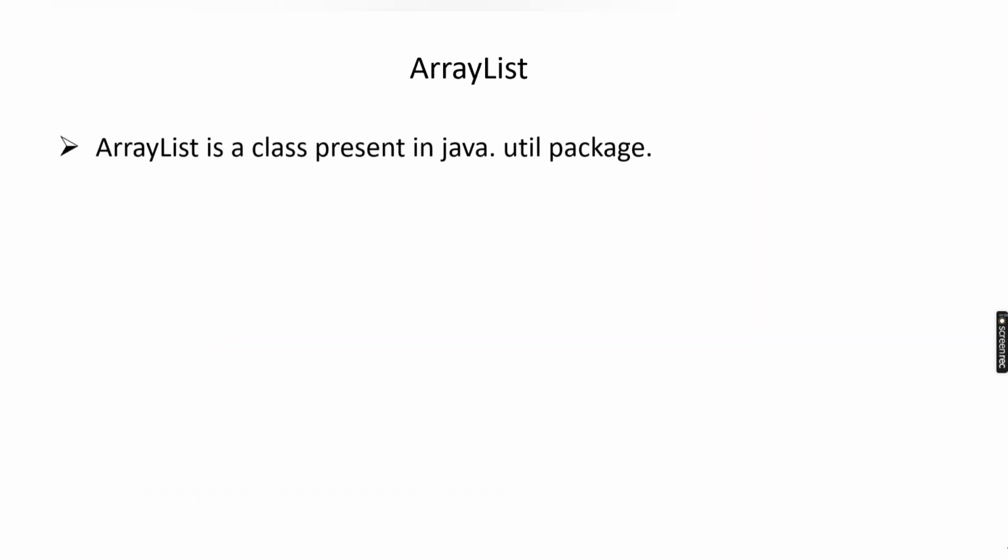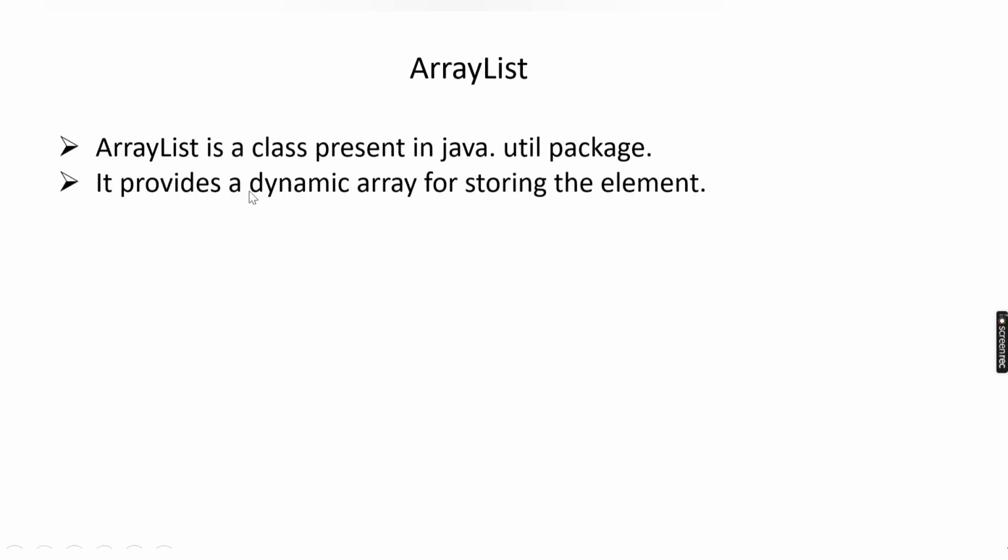So what is ArrayList in Java collection? ArrayList is a class that is present in the java.util package. Inside this java.util package, we have the class ArrayList. It provides a dynamic array for storing the elements. In the previous video, we learned that an array is of fixed size, right? But collections can adjust the size as per the values inserted inside the collection. So it is a dynamic array for storing the elements.